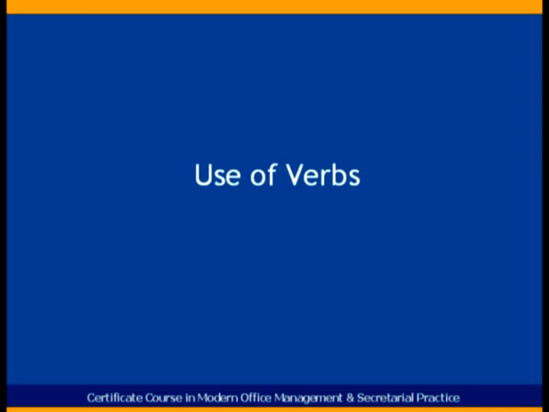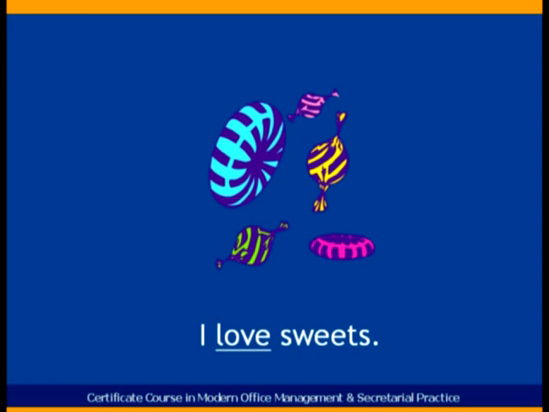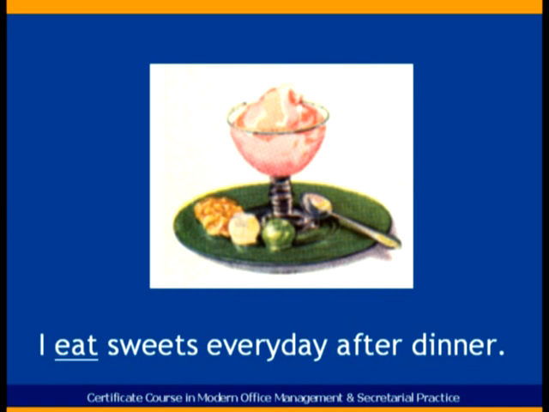Use of verbs. Now that you know a verb is a word of action, we will see how we can use them when we speak. Look at the following sentence. I love sweets. What do I do? I love sweets. The word love indicates what I do. I eat sweets every day after dinner. In this sentence too, I do something to sweets. What do? I eat sweets.